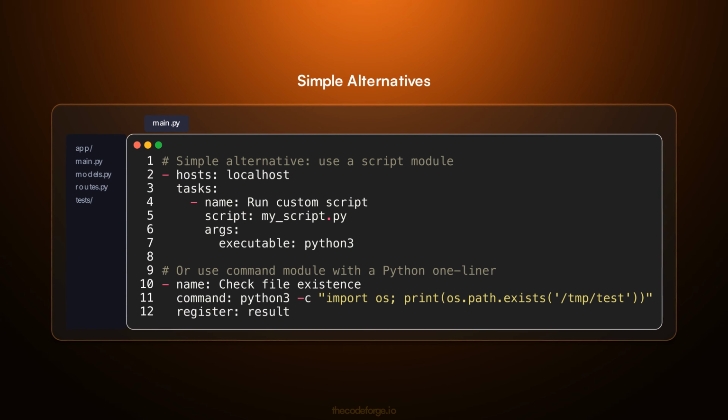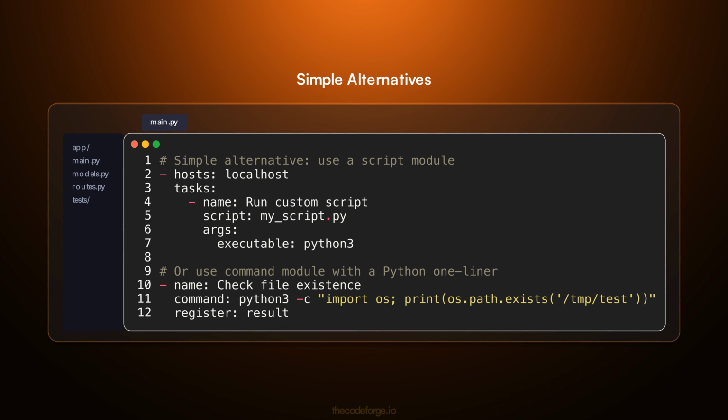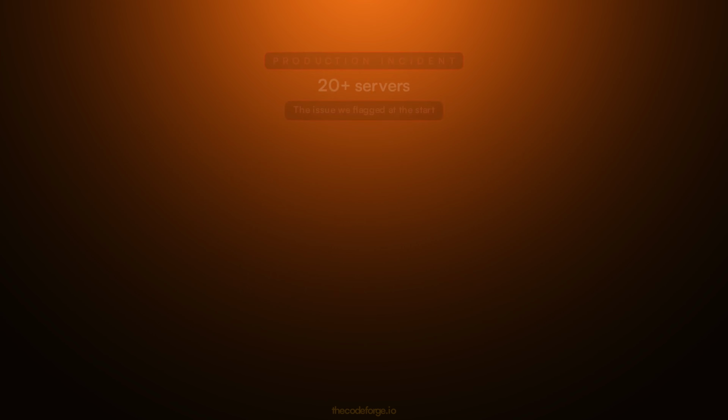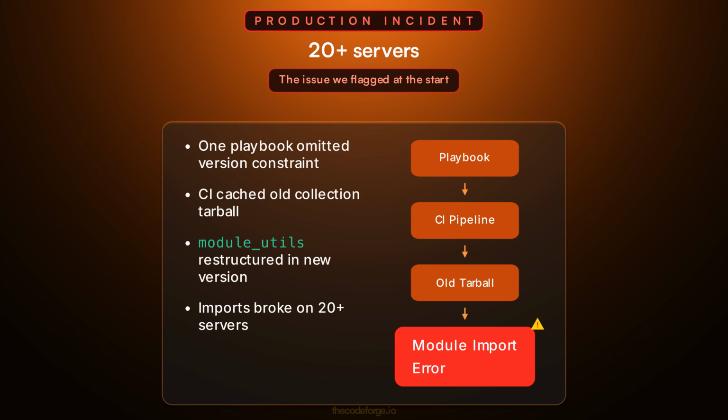For a single module used in one playbook, don't create a collection. Use library in the playbook repo, but only if you're the sole consumer. The moment a second team needs it, migrate to a collection. This is the same issue we highlighted at the start. Here's exactly why that happened.